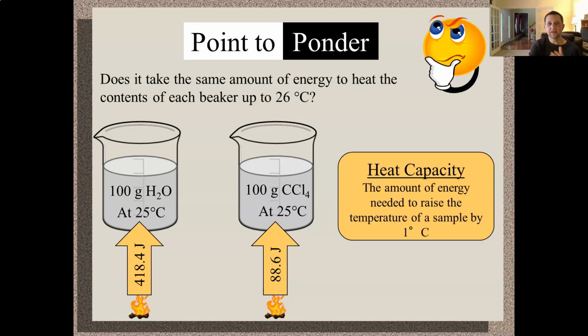This is something called a heat capacity. The heat capacity is the amount of energy needed to raise the temperature of a sample by 1 degree Celsius. We occasionally use heat capacities, but we're going to look on the next slide at something a little bit more specific. Heat capacity is sometimes difficult to use because it just says the amount of energy needed to raise the temperature of a sample. That sample could be any size. It could be 100 grams, it could be 300 grams, it could be 3,000 grams, right? We want to try to standardize our values a little bit here.